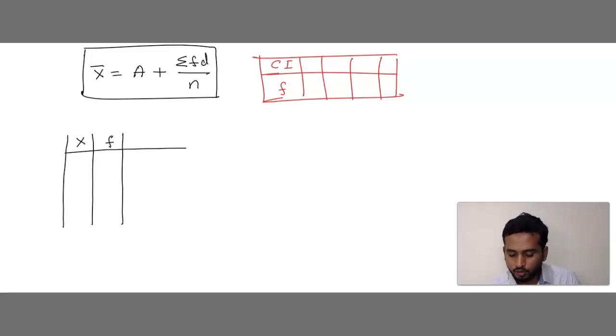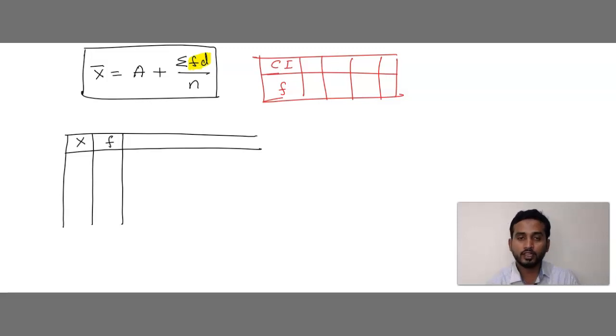After writing all the values of x and f, what do we want? We want fd, correct? f we have but d we don't have. We don't have d. First we have to find d. To find d, we have the formula, that is x minus a. What is d? The formula is x minus a. Assume the value of a is 10.